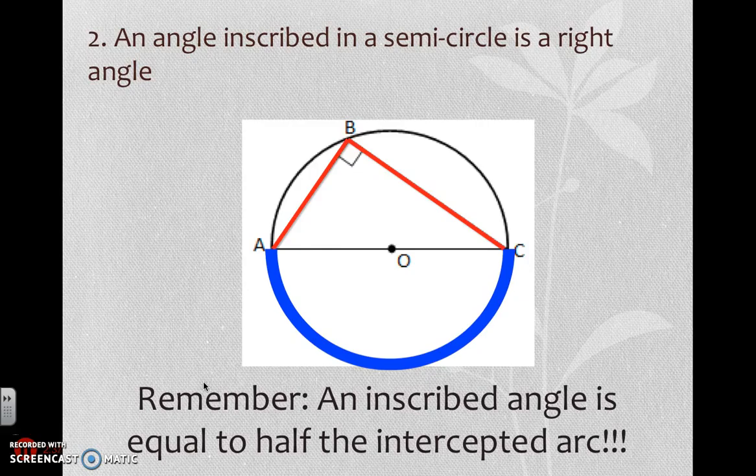And so the angle that's inscribed in it, ABC, would be half of that because it's an inscribed angle, so that would be 90 degrees. Very important theorem because, as you know, a 90-degree angle creates perpendicular lines, and 90-degree angles, right angles, are all congruent, so that's going to be a very helpful theorem.